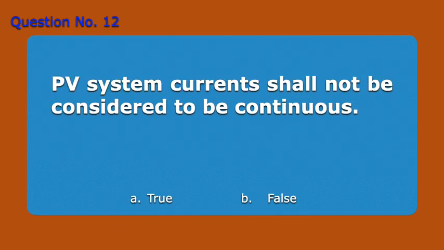Question number 12. PV system currents shall not be considered to be continuous. A. True. B. False. Answer: B. False.